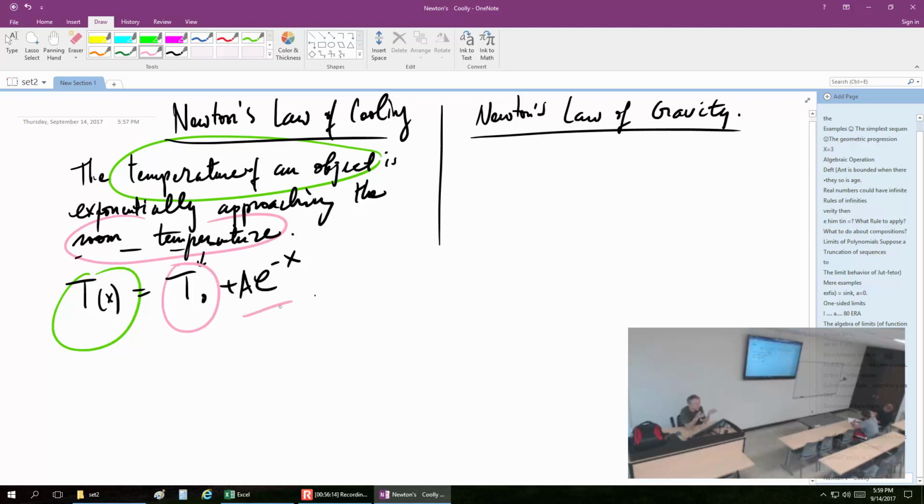As you can see, the difference between the temperature of the room and the temperature of, say, a cup of coffee that we brought in is going down as an exponential function. So that's pretty much what he said, and that's what we wrote.